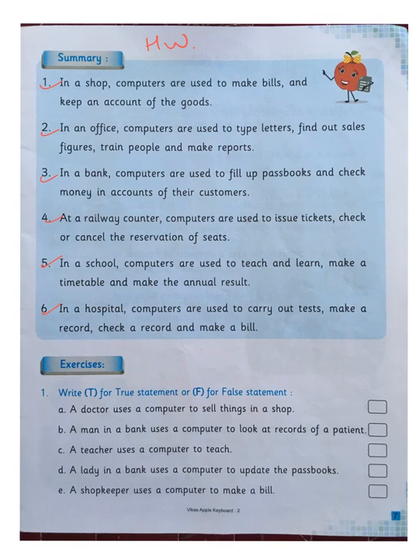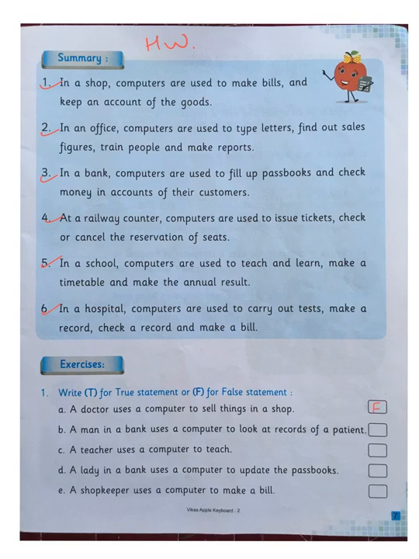Write T for true or F for false statement. A doctor uses a computer to sell things in a shop. Where does a doctor work? He works in a clinic or in a hospital. So a doctor does not use a computer to sell things; rather, a doctor uses it to make reports. So the first one is false.